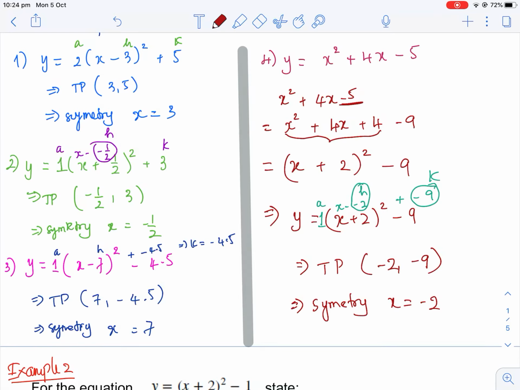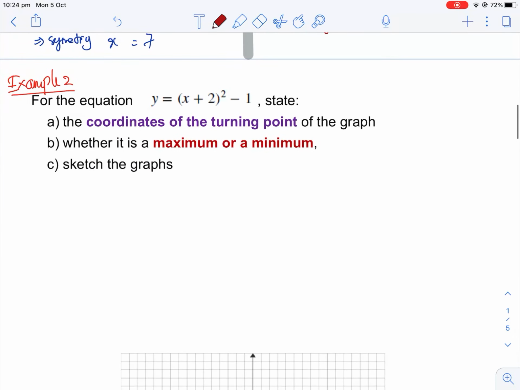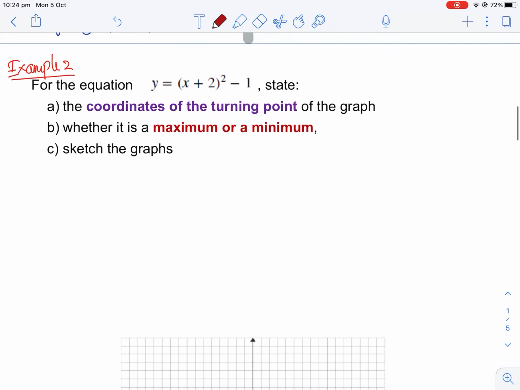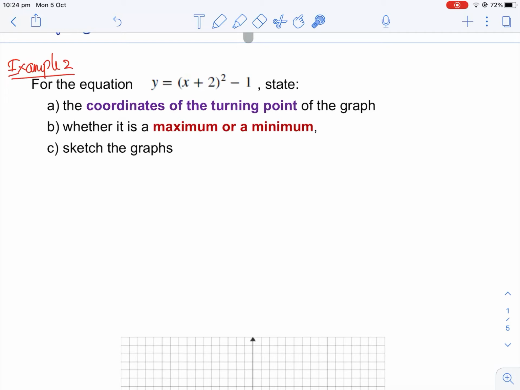Done. Now move on to example 2. We're going to sketch these parabolas in the Cartesian plane, not using the table of values. We're going to use the turning point form. First, they ask me to state the coordinates of the turning point. This one is easy. The turning point is going to be negative 2 and negative 1.